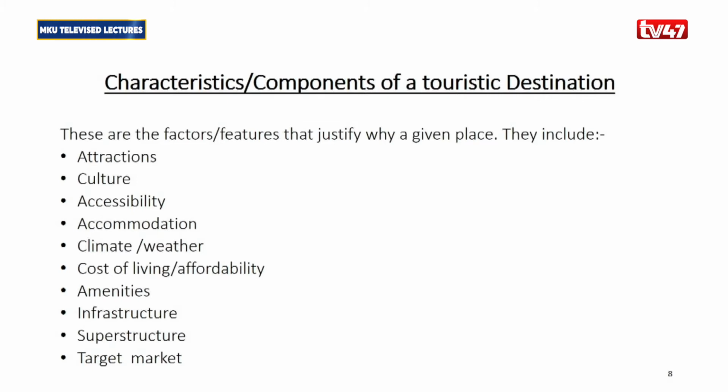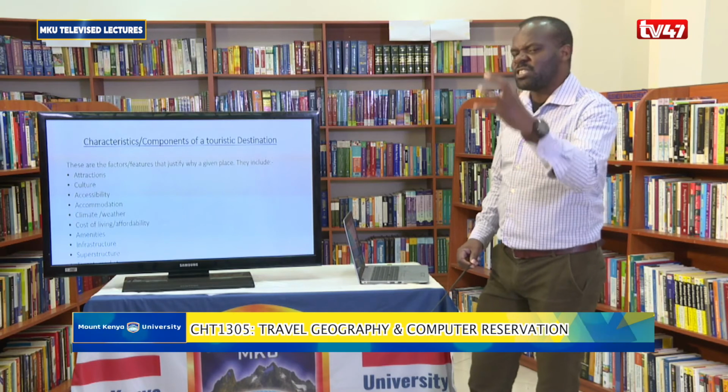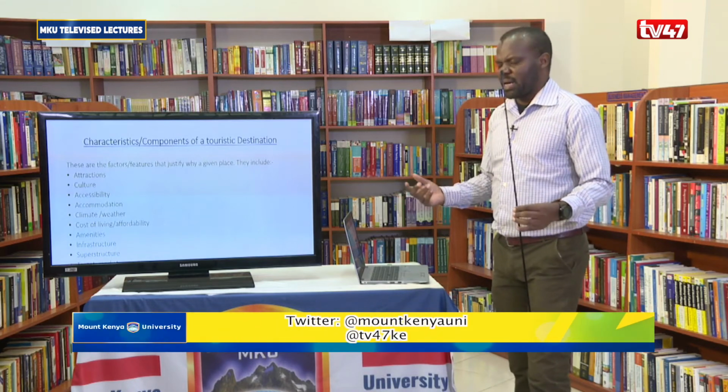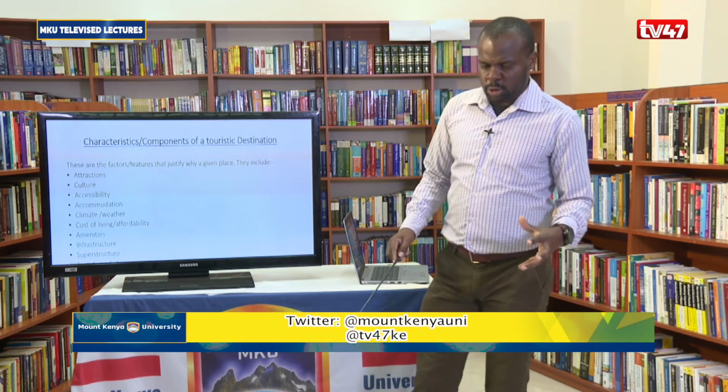Now let's look at the characteristics or the components of a touristic destination. What are we interested in, in the components of the characteristics? What are the features or the factors that may motivate tourists to visit a given kind of place? So which are these factors?